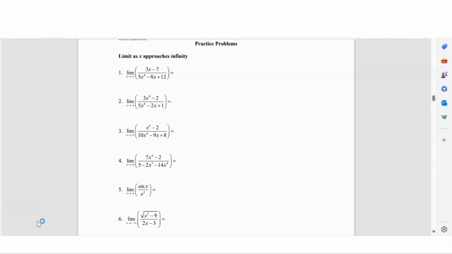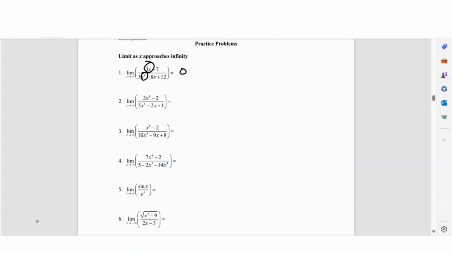Well, if we look here, we have an x to the fourth in the denominator, and we have an x to the first in the numerator. So this would be a bottom heavy function. And any bottom heavy function as x approaches infinity, we're going to get 0 as our answer.